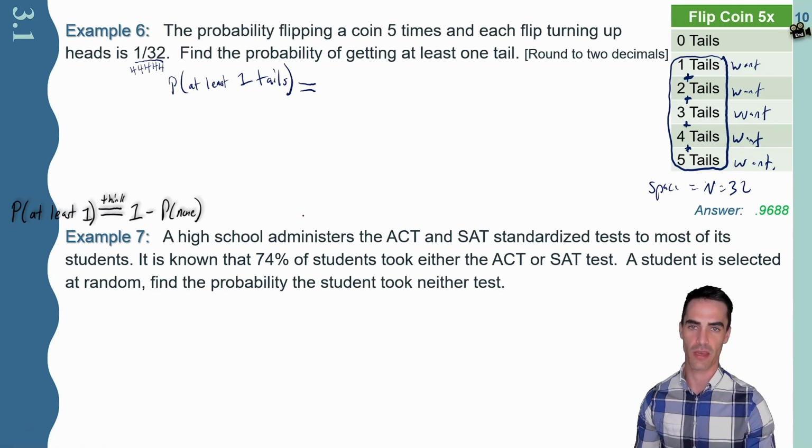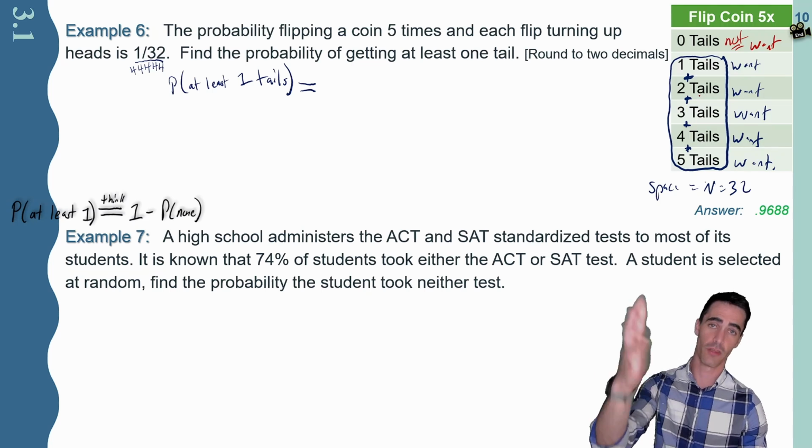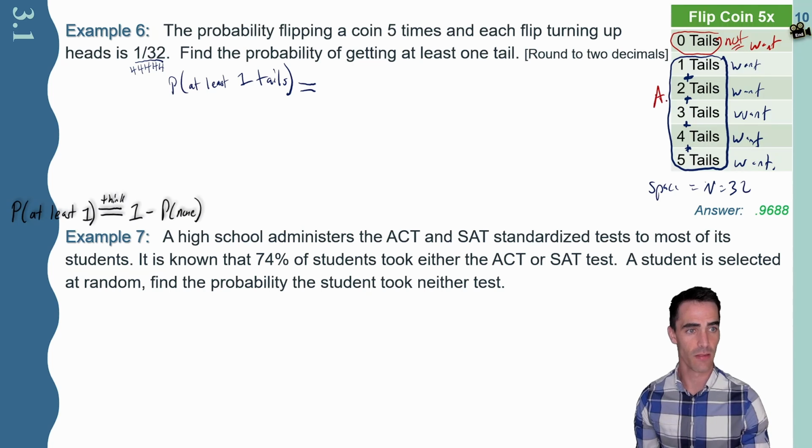Let me change my color to red here. And that is to think of what I don't want. This is what I don't want. I want 1 tail, 2 tails, 3 tails, 4 tails, 5 tails, but I don't want no tails. I can think about this as A, the event I want, and up top, this is the complement.